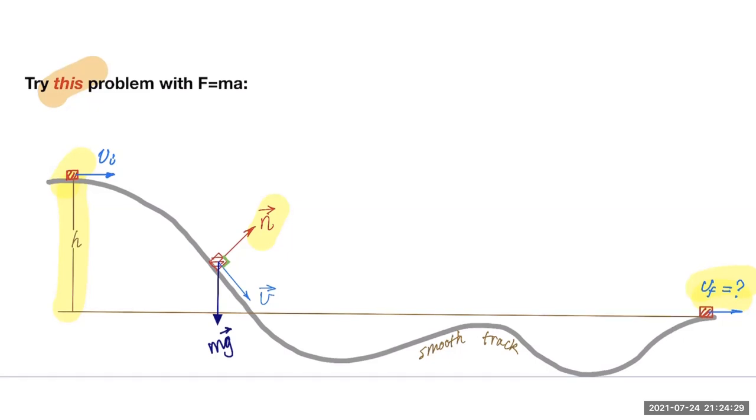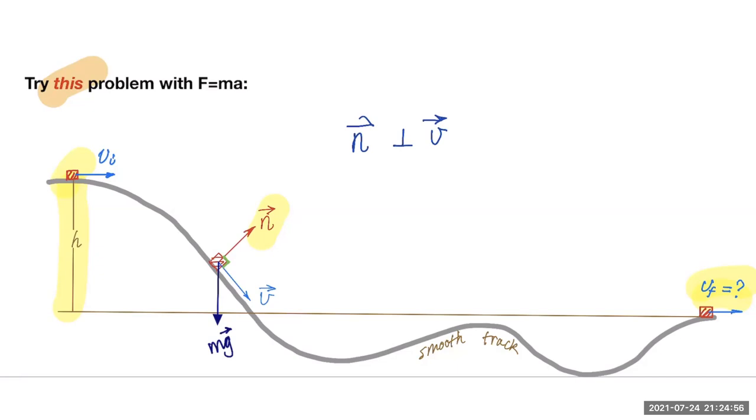So N is perpendicular to v, because N is normal to the track while the velocity v is along the track, or tangential to the track. So the angle between them is 90 degrees. That's it. Other than that, N is totally variable. Not only is it variable, it varies in a way that you do not know because we're not given the exact shape of the track.